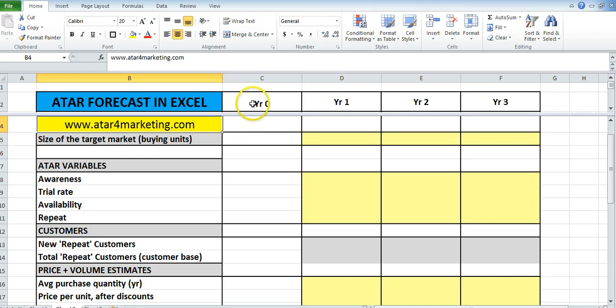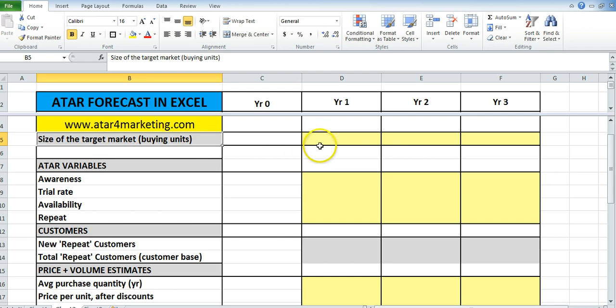Okay, typically when we do an ATAR forecast, we look at the initial years, maybe years 1 to 3, in this case maybe a bit longer. Year 0 is your expenditure prior to launch. So that's the cost of the new product development and any pre-launch promotion you may do. Okay, so let's work through the mechanics step by step.